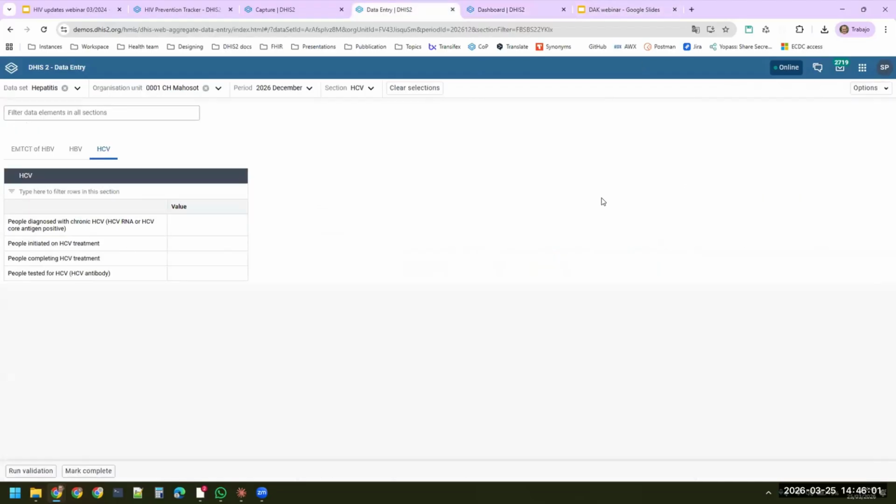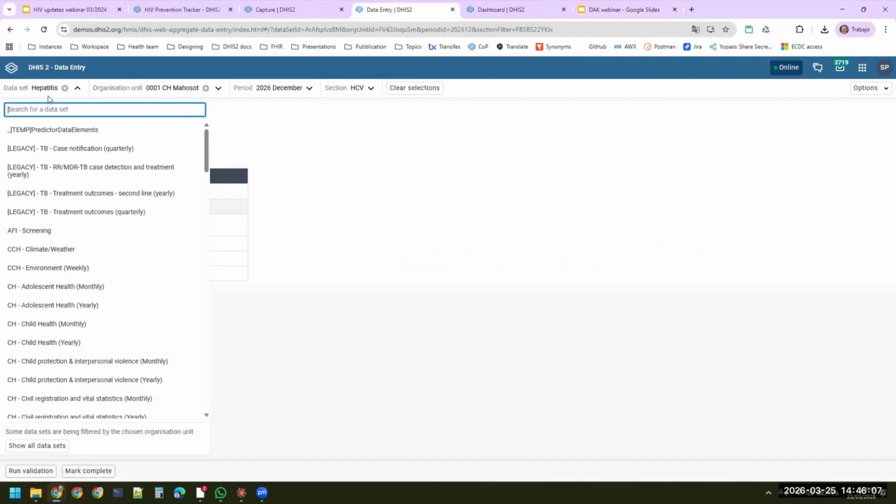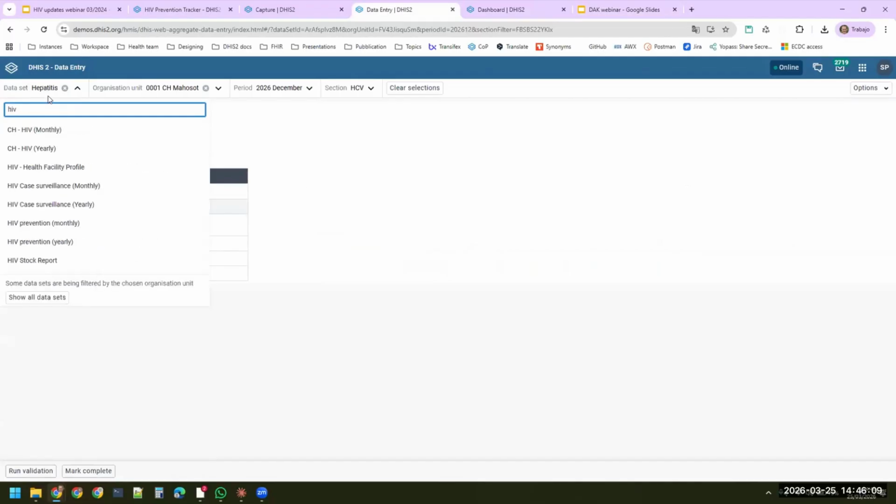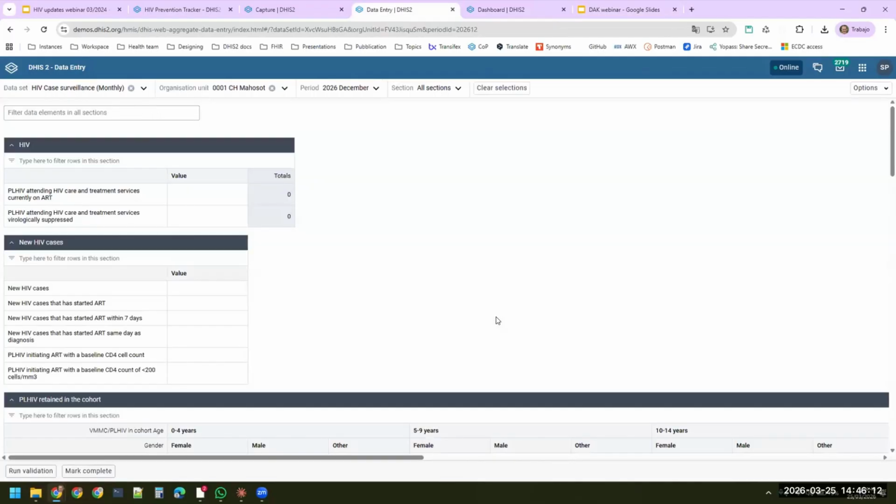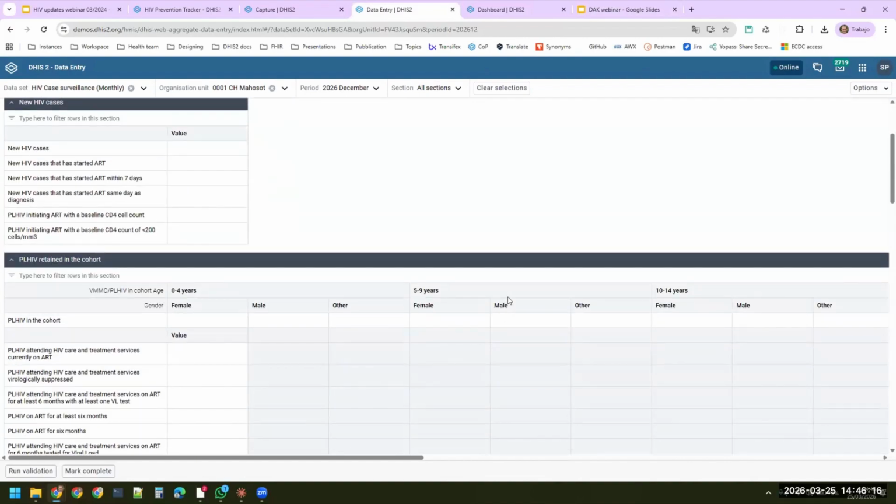There is as well an aggregate data entry type of data model for HIV, hepatitis, and STI that can be used as a landing site for the information that is extracted and aggregated from different tools, or can be used as a primary data entry type of support.